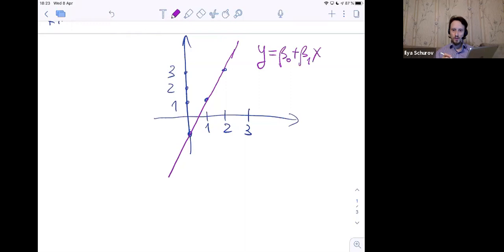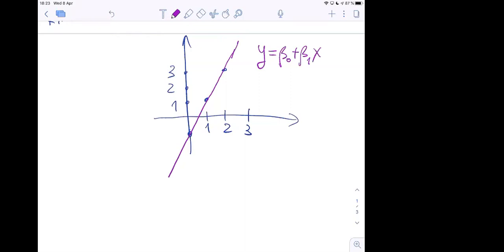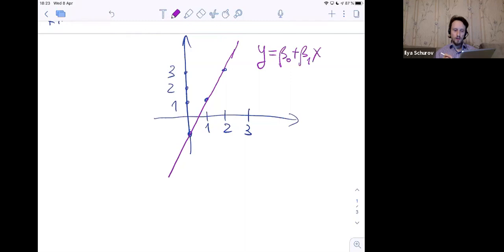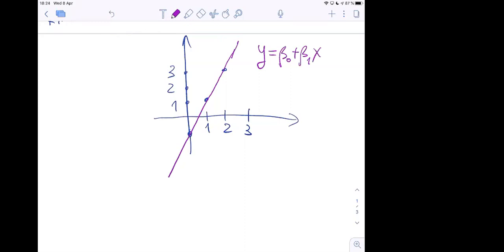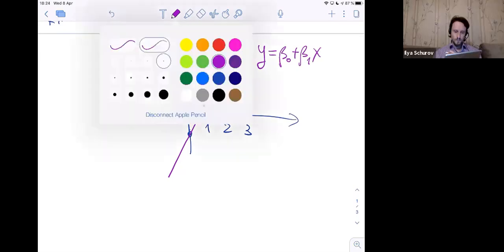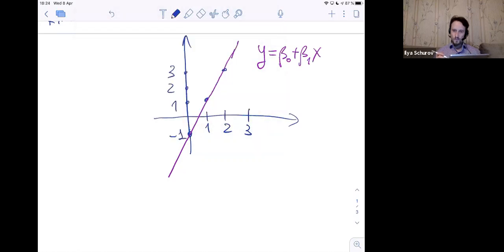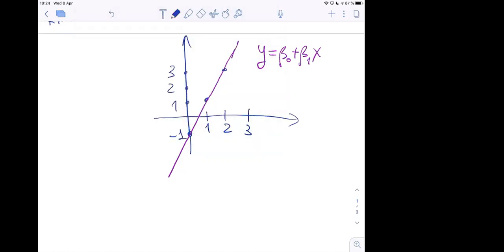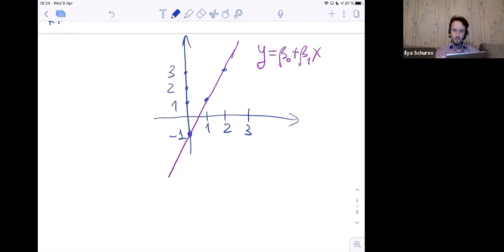Beta naught equals negative 1. And what about beta 1? It's 1, just 1. Any other options? Any other estimates for beta 1? It's two, right? Beta 1 is equal to 2. Yeah, that's right.